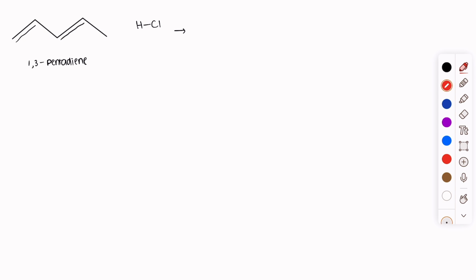Okay, so in this next problem, we're going to react 1,3-pentadiene with hydrochloric acid. One of the double bonds is going to attack and deprotonate that hydrogen, leaving you with 2 ways that we can put this hydrogen in. We can put it on this side, leaving a secondary carbocation there, or we can put that hydrogen on this side and leaving this one as a secondary carbocation.